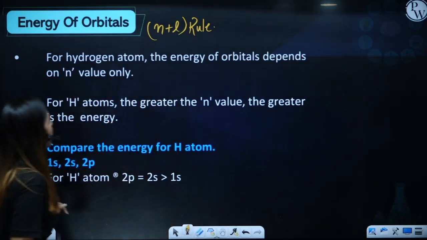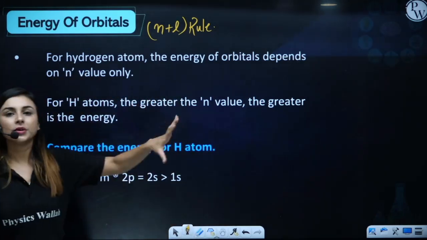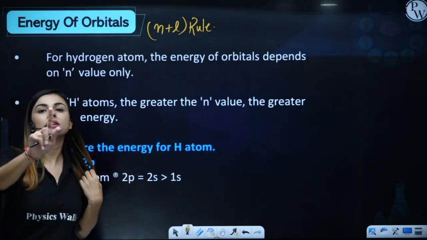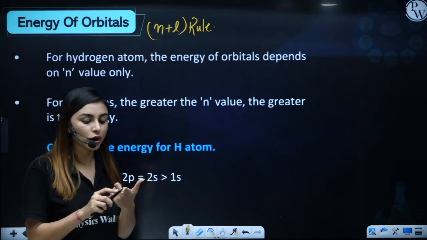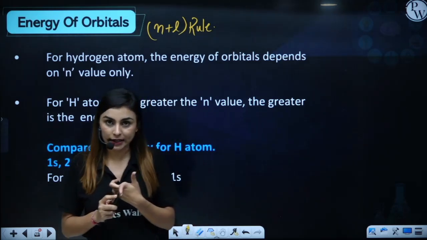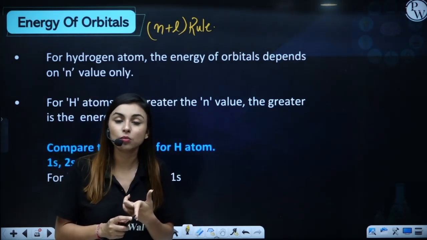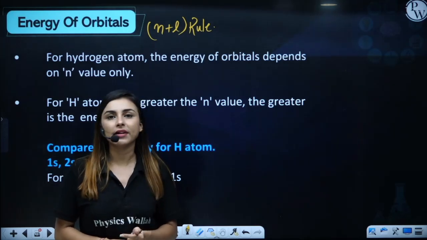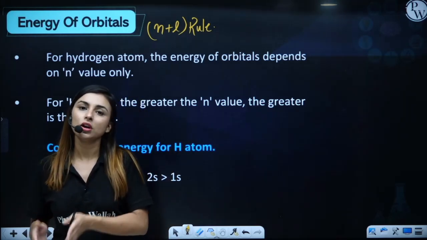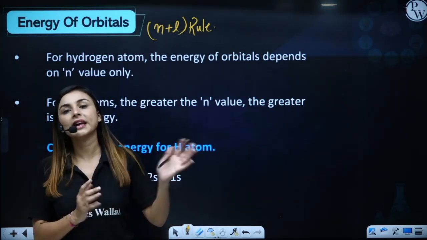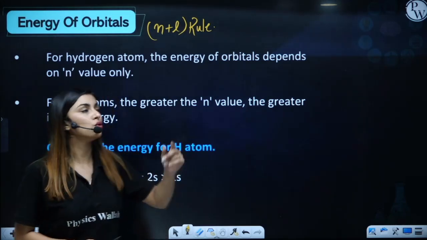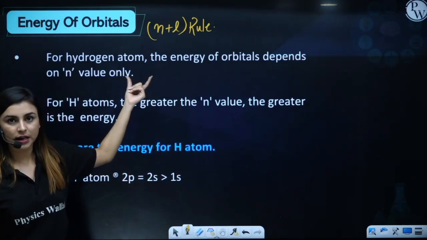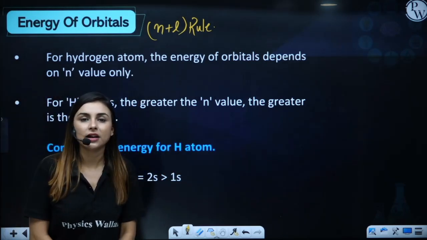Now, for electron, energy of orbitals only and only depends on N value, not on L value, because it has only one electron. So, we say that for a single electron atom or ion, the energy of orbitals only depends on the N value. The smaller the N value, the smaller is the energy. The more the N value, the more is the energy. So, N plus L rule does not apply on hydrogen and hydrogen-like species. But on the others, N plus L rule will apply.